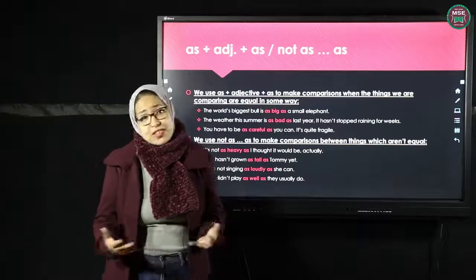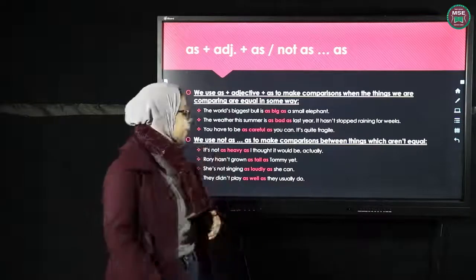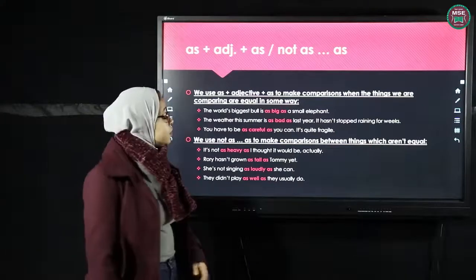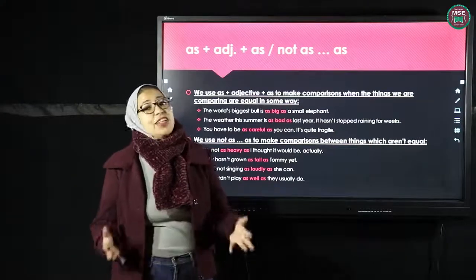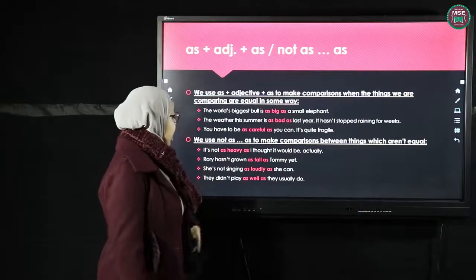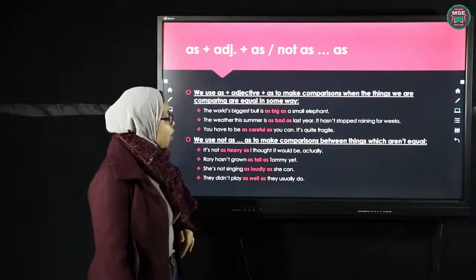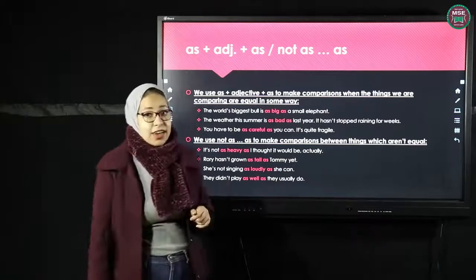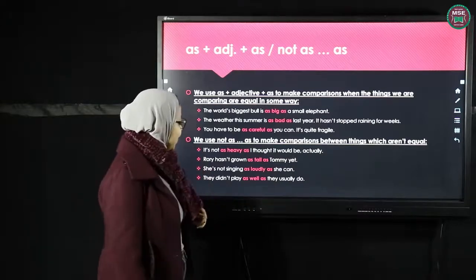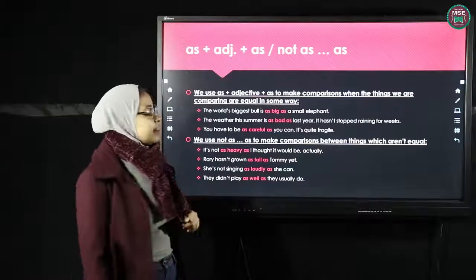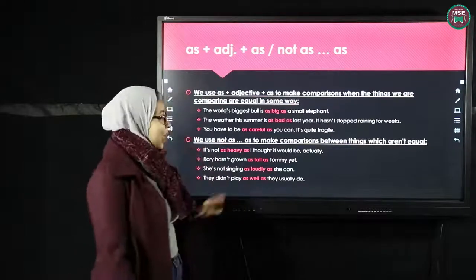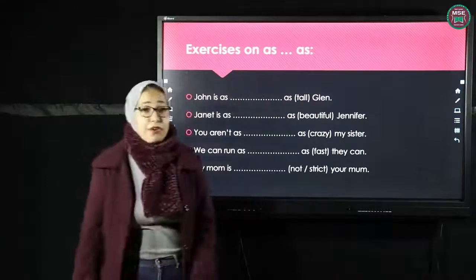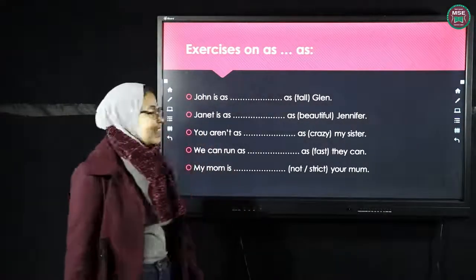So to negate it, we just add not to the sentence. Like what? It's not as heavy as I thought it would be. So they are not equal, but I just added not. Okay. Rory hasn't grown as tall as Tommy yet, or she's not singing as loudly as she can. And the last one, they didn't play as well as they usually do. Okay, so that's as. It's very easy to use it, so let's try and solve it on our own and check your answers with me.